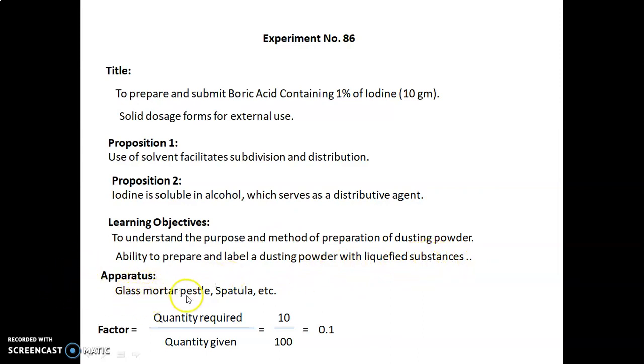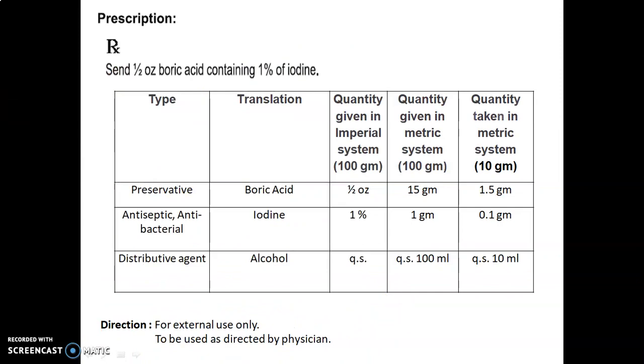Apparatus required are glass mortar, pestle, spatula, etc. Factor is calculated as quantity required upon quantity given, equal to 10 upon 100, that is 0.1. The prescription is given over here by the symbol Rx: send 1/2 oz, that is ounce, of boric acid containing 1% of iodine. As we know, this is for 1/2 ounce, and 1 ounce is equal to 30, so 30 divided by 2, that is 1/2 ounce means 15.